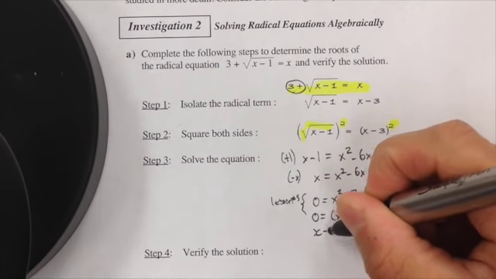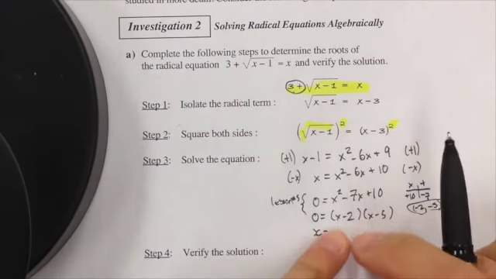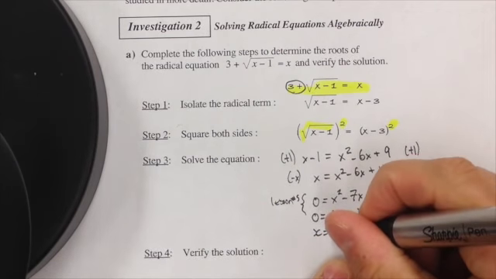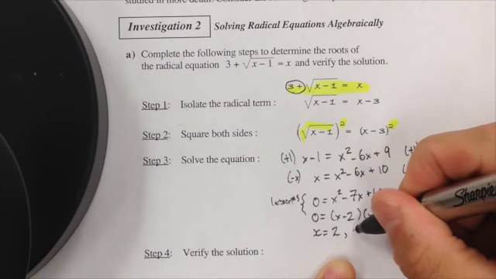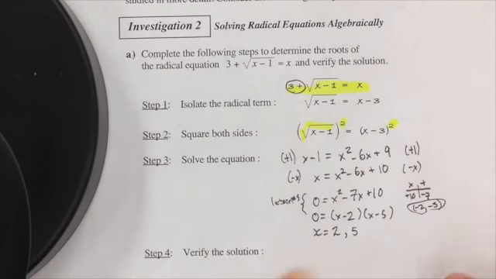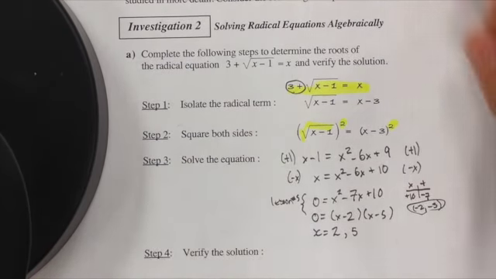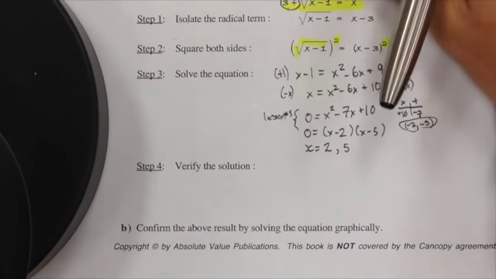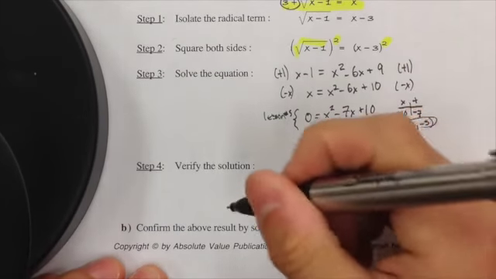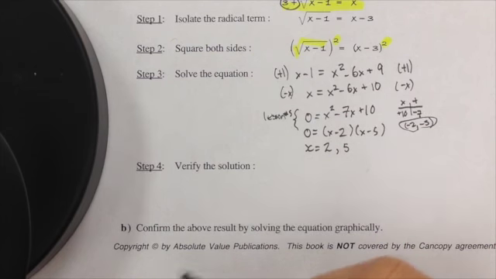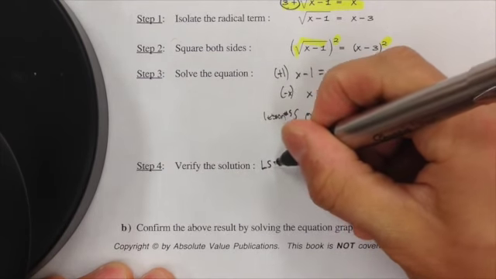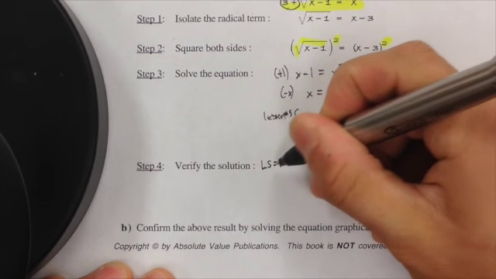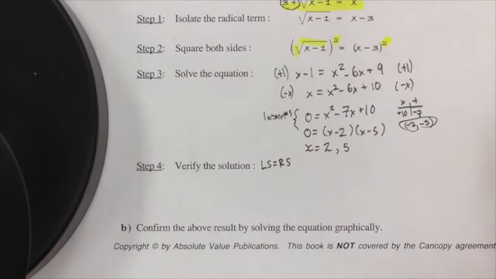And so that tells us that x is equal to positive 2. If we were to solve this algebraically, x would be equal to positive 2, and x would be equal to positive 5 as well. Now, let's verify this solution. Remember, to verify a solution, our left side needs to equal our right side. So LS must equal RS. Left side must equal right side.